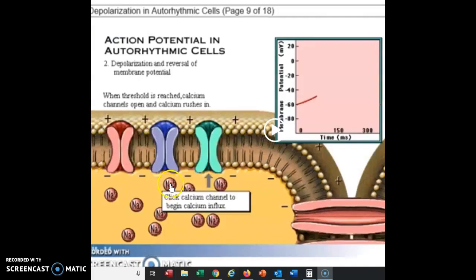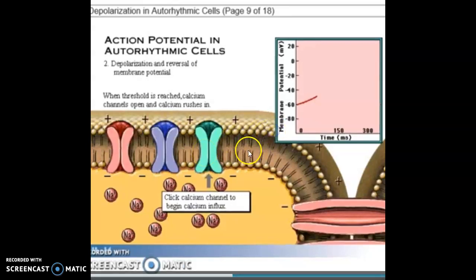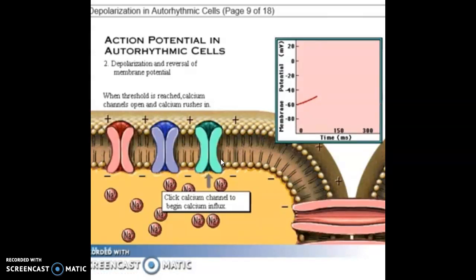So the positively charged sodium has rushed in. We've caused our membrane potential to go from resting up towards negative 40. Once we reach negative 40, that is the threshold to open up our calcium channels. So we're going to look at that next. When the membrane potential gets to minus 40 millivolts, it has reached the threshold for initiating an action potential. Calcium channels open, and positively charged calcium ions rush into the cell. Click the calcium channel to begin calcium influx.